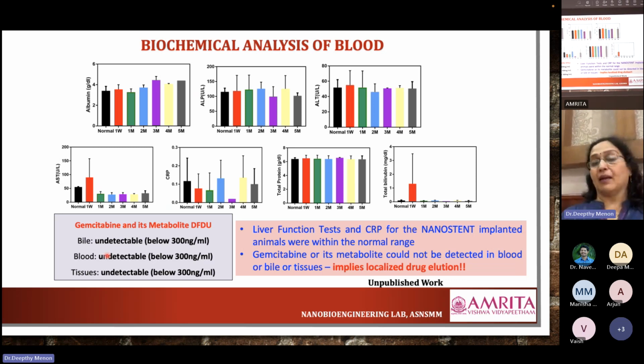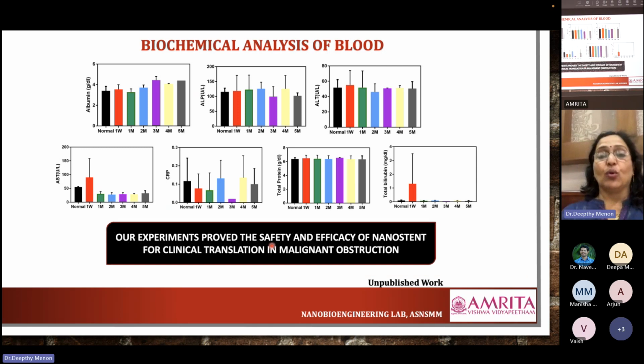In the bile or in the blood, we couldn't detect any drug remnant, but we could find drug remnant in the yarns that were present around the stent even after 6 months. So this was a long-term study in a large animal. Liver function tests and C-reactive protein of the animals were within the normal range, and there was drug elution to as long as 5 months. So our experiments proved the safety and efficacy of nanostents. Now we are in discussion with the clinicians to take this work further towards clinical trials.